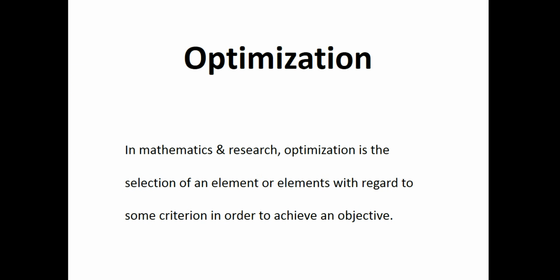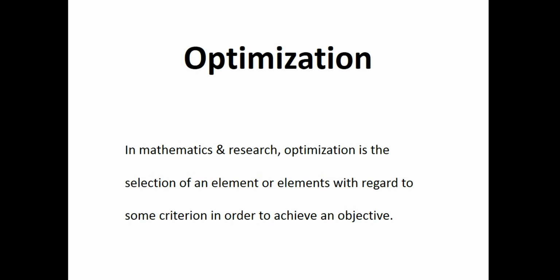In mathematics and research, optimization is the selection of an element or elements with regard to some criterion in order to achieve an objective. As you can see from this definition, each optimization problem has three components. The first component in every optimization problem is the variables. Variables are the elements that we need to find their values in a way that they meet a certain criterion.